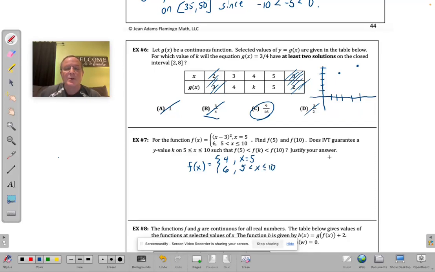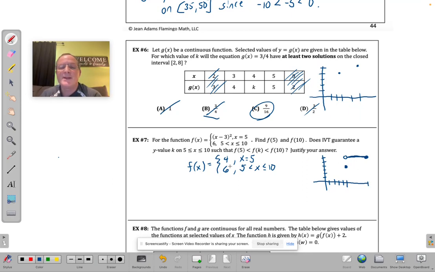So here's what we've got, a weird looking function. The whole thing begins at 5. At 5, we're at 4: 1, 2, 3, 4. We've got one single point right there. And then the rest of the time, it's 6. So 5, 6 here, all the way up to 10, and that's supposed to be flat. There we go. That's the function we're talking about.